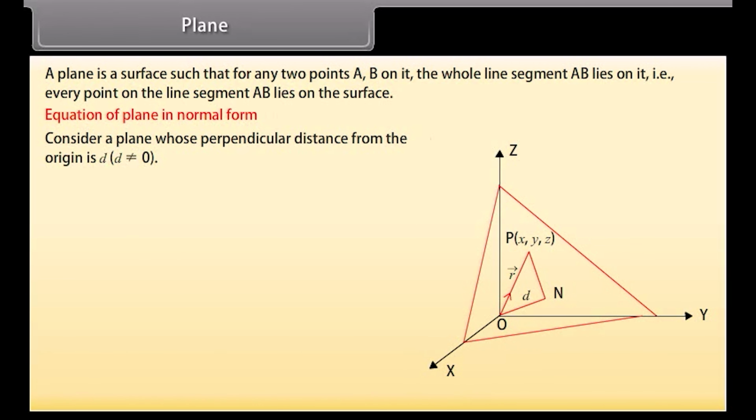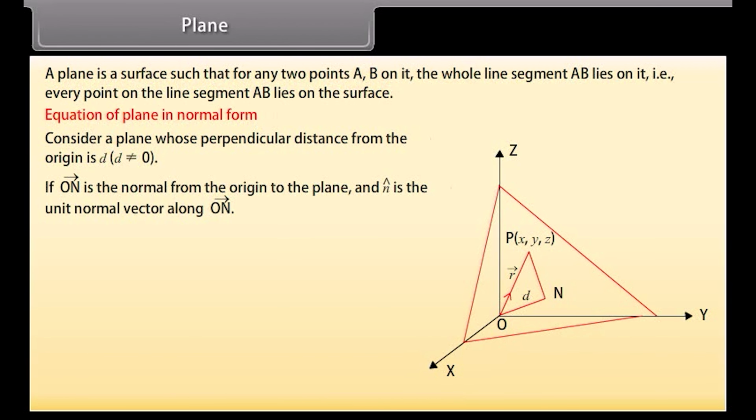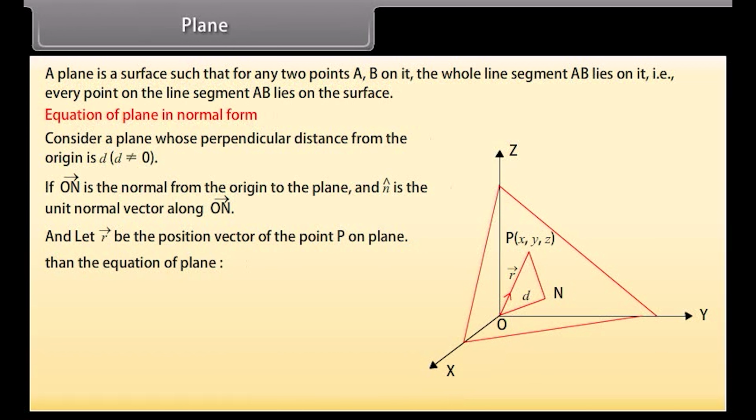Consider a plane whose perpendicular distance from the origin is d not equal to 0. If vector ON is the normal from the origin to the plane, and cap n is the unit normal vector along vector ON, and let vector r be the position vector of the point P on the plane, then the equation of the plane is vector r dot unit vector n equals d.